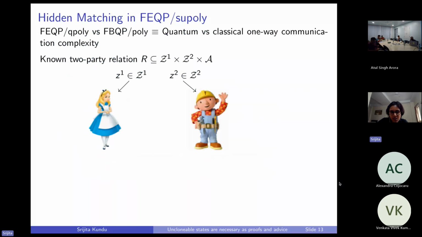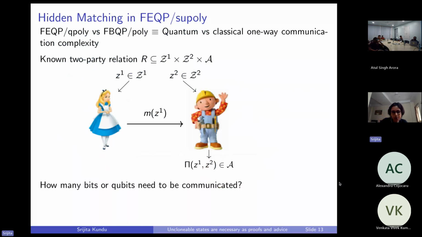In one-way communication complexity, you have a known two-party function, or relation in this case, defined on two sets of inputs. So you have two spatially separate parties, Alice and Bob. Alice gets an input Z1 from some set, and Bob gets an input Z2. And they jointly want to compute a relation on Z1, Z2. How they'll do this is Alice will send a classical or quantum message to Bob, depending on Z1. And depending on Alice's message and his own input, Bob will do something and produce some answer that is hopefully in the relation. The measure of complexity we care about in this case is how many bits or qubits need to be communicated in order for Alice and Bob to compute this relation.